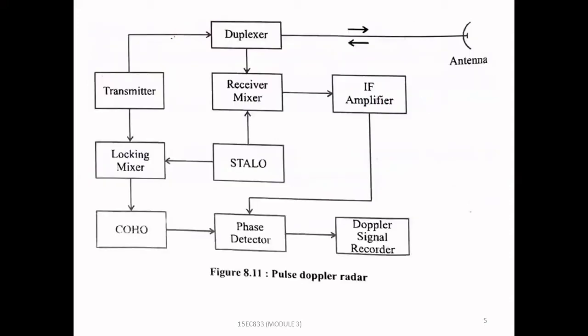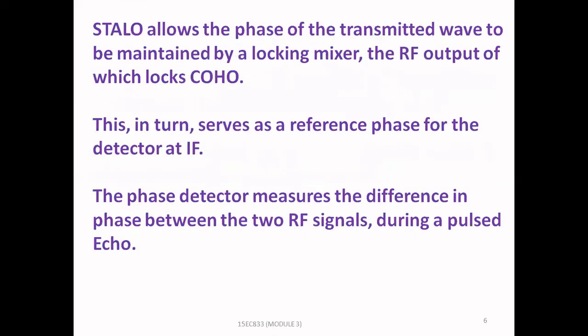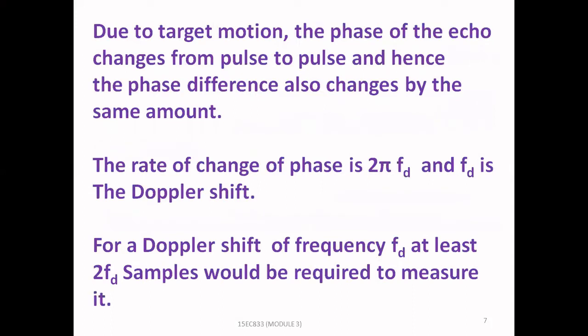So this is the block diagram of pulse Doppler radar. Stable local oscillator allows the phase of the transmitted wave to be maintained by a locking mixer, the RF output of which locks coherent oscillator. This in turn serves as a reference phase for the detector at intermediate frequency. The phase detector measures the difference in phase between the two RF signals during a pulsed echo. Due to target motion, the phase of the echo changes from pulse to pulse, and hence the phase difference also changes by the same amount. The rate of change of phase is 2 pi Fd, and Fd is the Doppler shift.